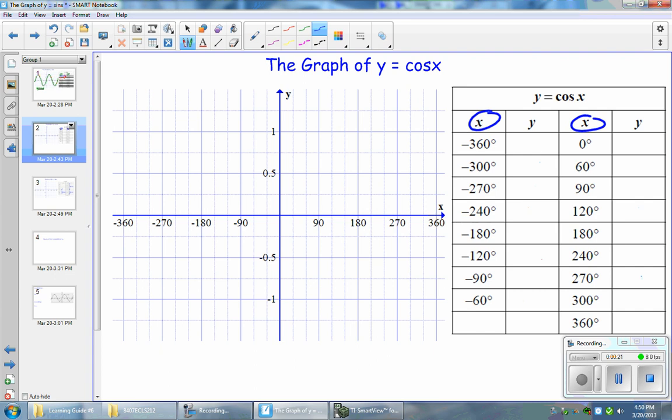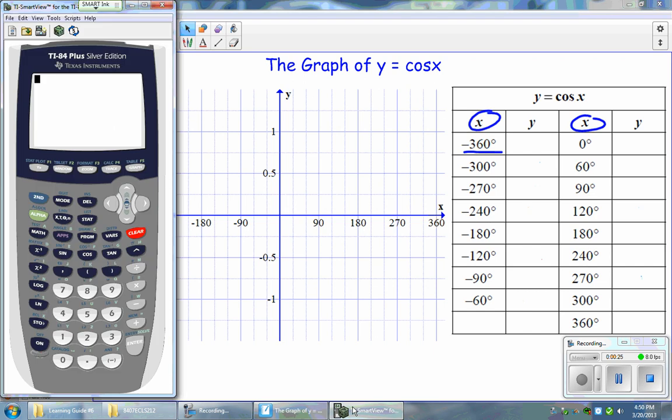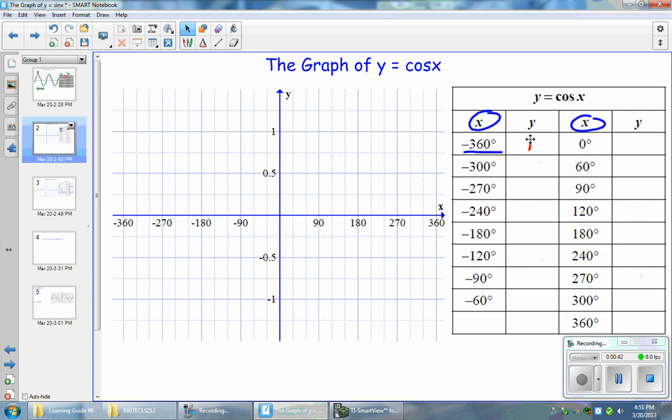So the first x value that I have here is negative 360. So we're going to take the cos of negative 360 to find that y value. Once again, make sure your calculator's in the right mode. Make sure you're in degree mode, which I am, so we can get out of that screen. So cos of negative 360 is going to give you a value of positive 1. So that's going to go right in the first cell, okay?